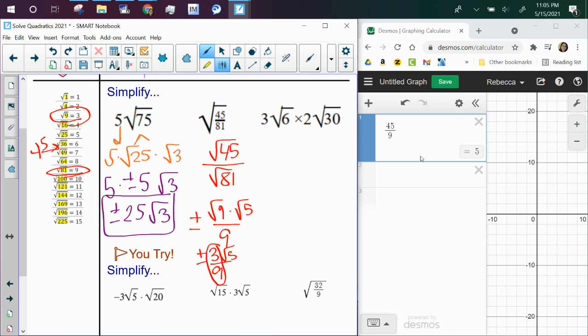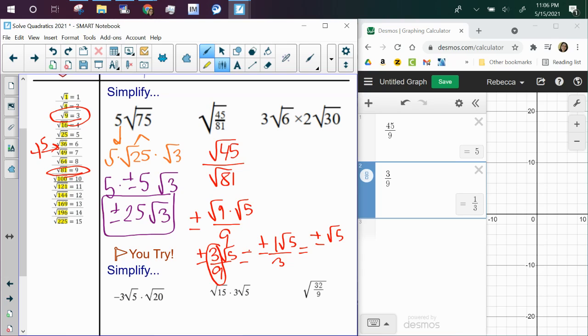Now I've got 3 and 9. I can take something out of 3 and 9, and I can even use Desmos to help me. 3 divided by 9 is 1/3. So instead of writing it as plus or minus 3 square root of 5 over 9, I could just write this as plus or minus 1 square root of 5 over 3. Or I could simplify it even further because mathematicians are lazy and write plus or minus square root of 5 over 3 and make that 1 invisible. Both are totally appropriate, and one is not better than the other. They're totally fine either way.